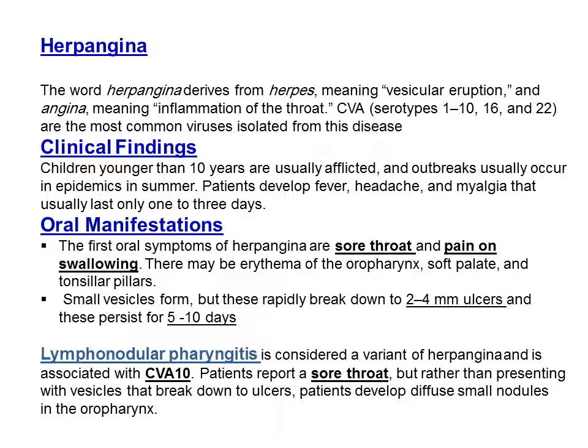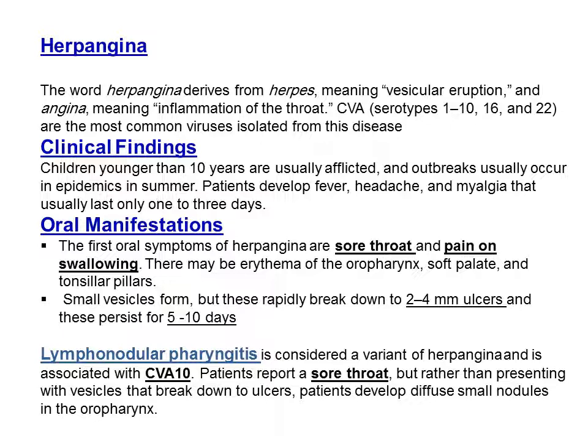The word herpangina derives from herpes, meaning vesicular eruption, and angina, meaning inflammation of the throat. Herpangina is mostly related to serotypes 1, 10, 16, 20, and 22. These are the most commonly isolated serotypes of coxsackievirus A.